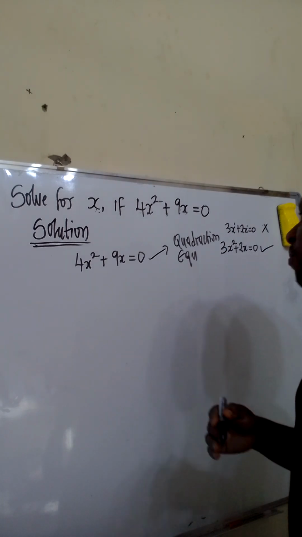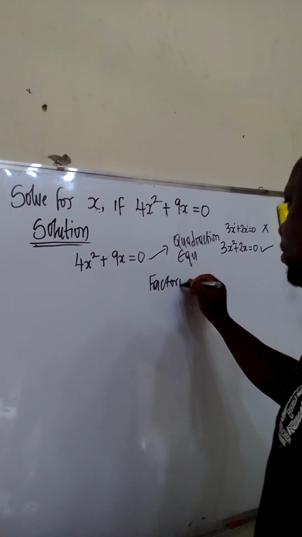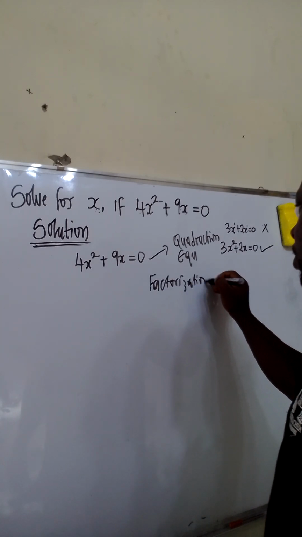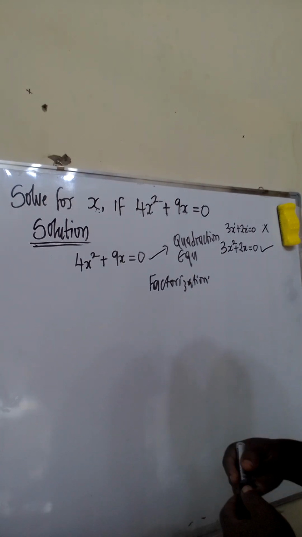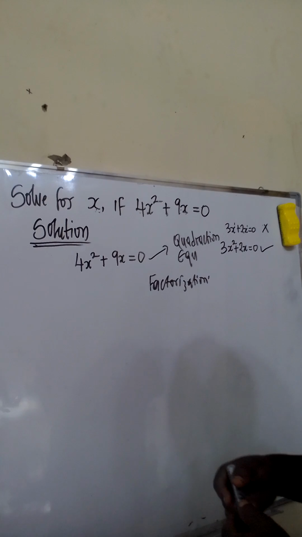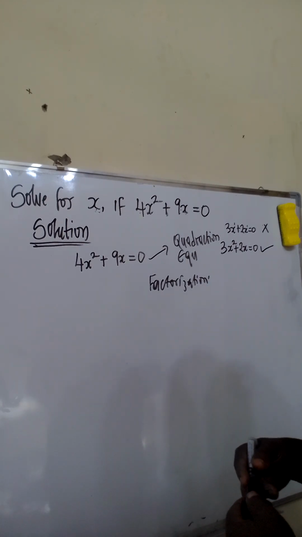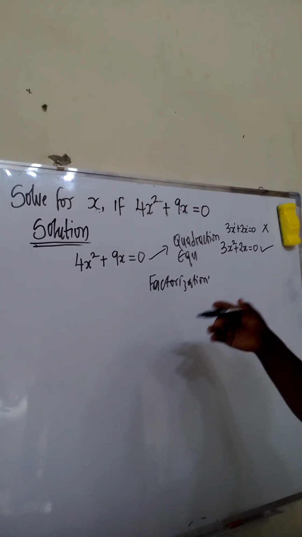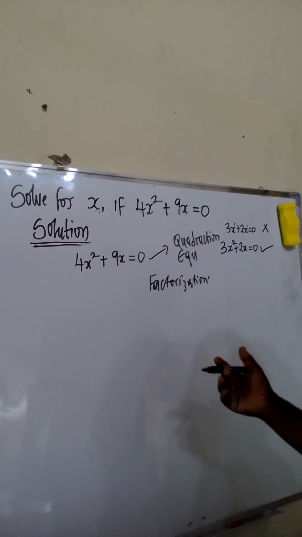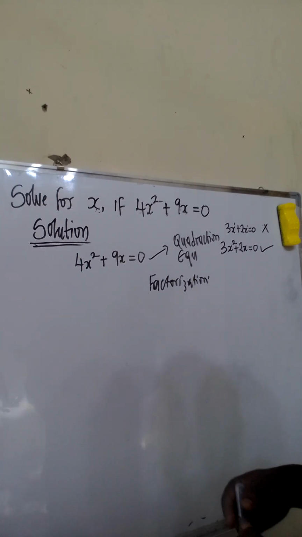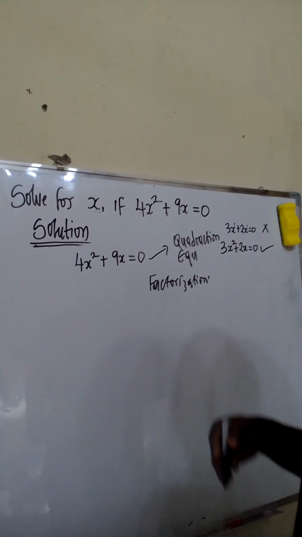One of the methods of solving quadratic equations is factorization. What is factorization? Factorization is simply the breaking down of numbers or polynomials into a product of simpler components.